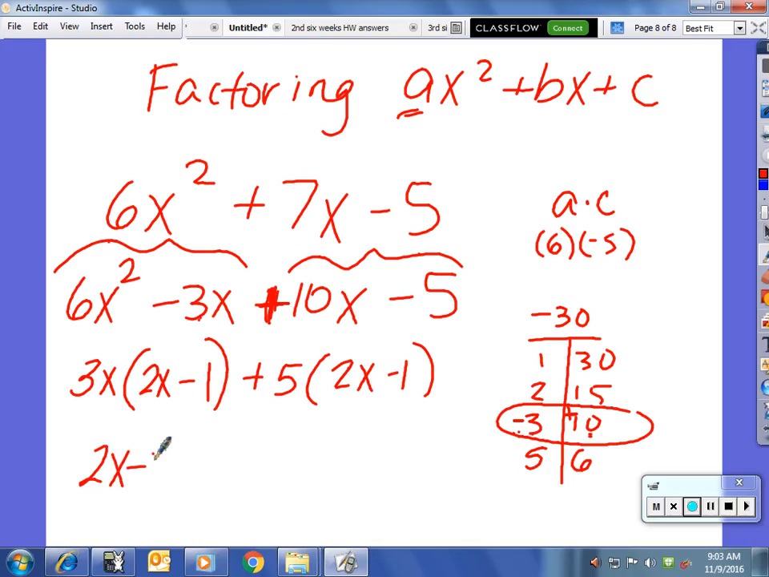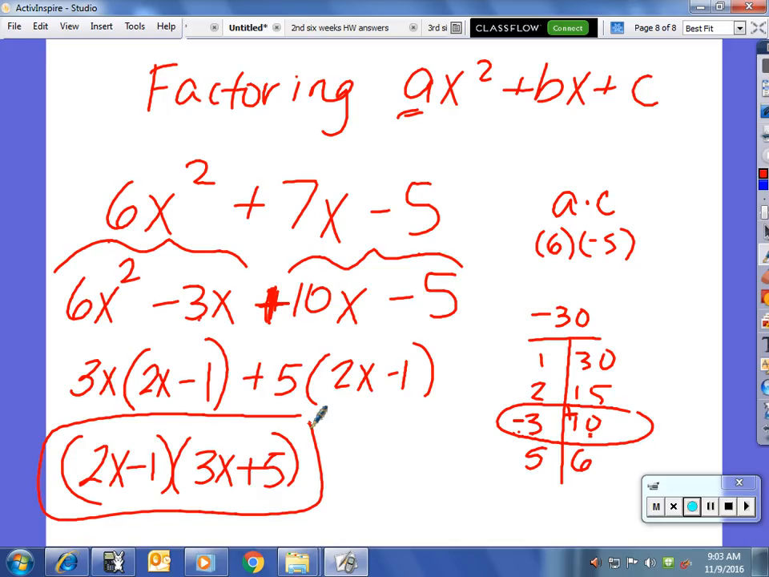So now I'm going to take out that 2x minus 1. Now what am I left with? 3x plus 5. Those are my two factors that are going to give me my original product.